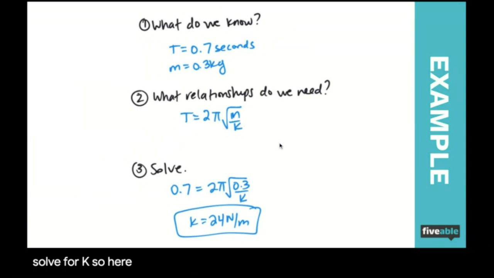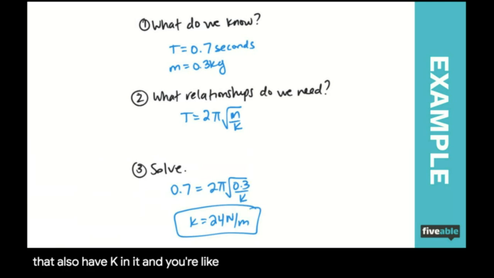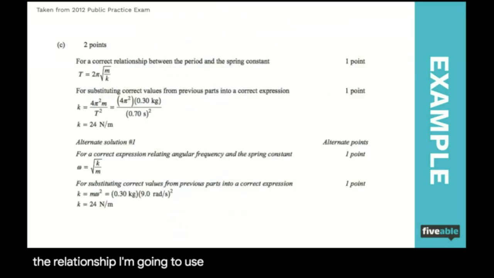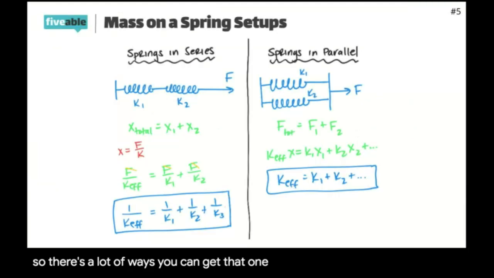So here, as I'm approaching that one, I'm like, okay, I know it's a mass on a spring. I know I need to solve for K. What formulas go with mass on a spring that also have K in it? And you're like, okay, well, there's kind of a lot, right? Because there's the restoring force, there's the potential energy function, and there's this period one. But hopefully we're looking at them and we're like, okay, what else do I know? I know my period from the graph, and I know my mass. So this is the relationship I'm going to use. And that's the scoring guidelines. You can see there's a lot of ways you can get that one.